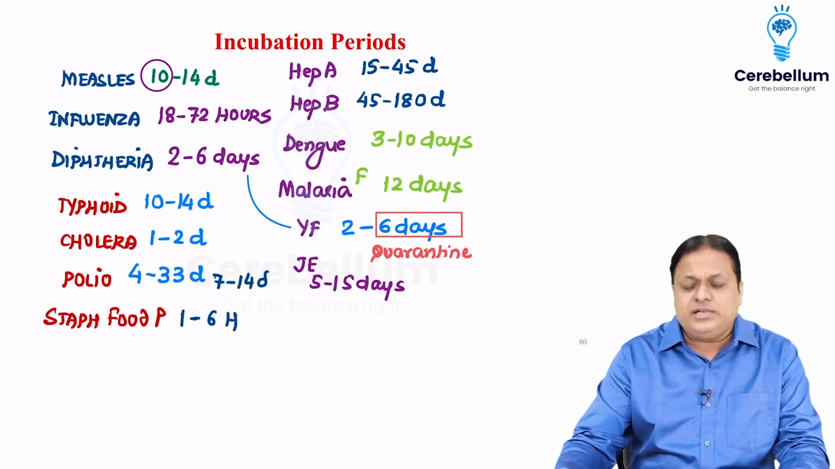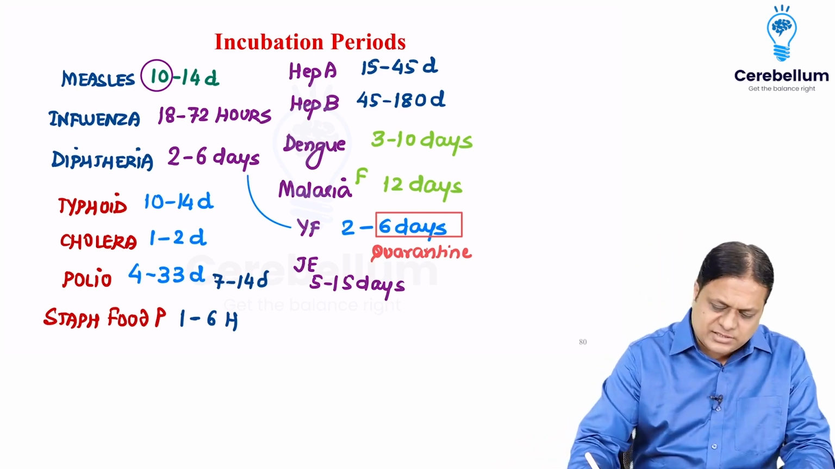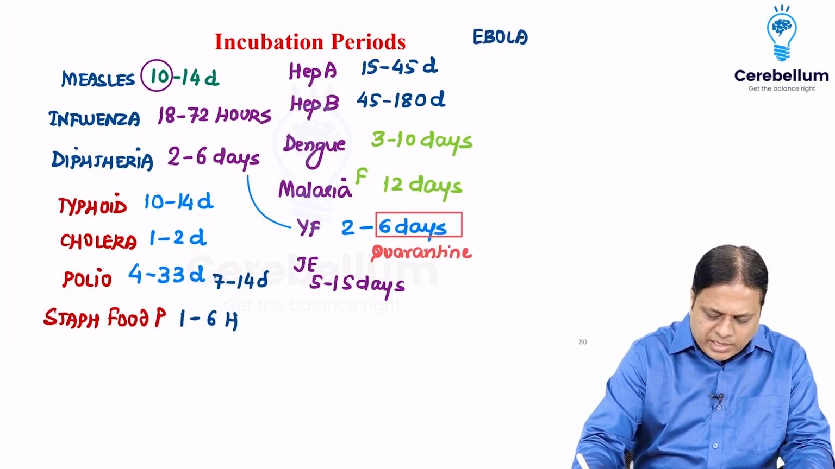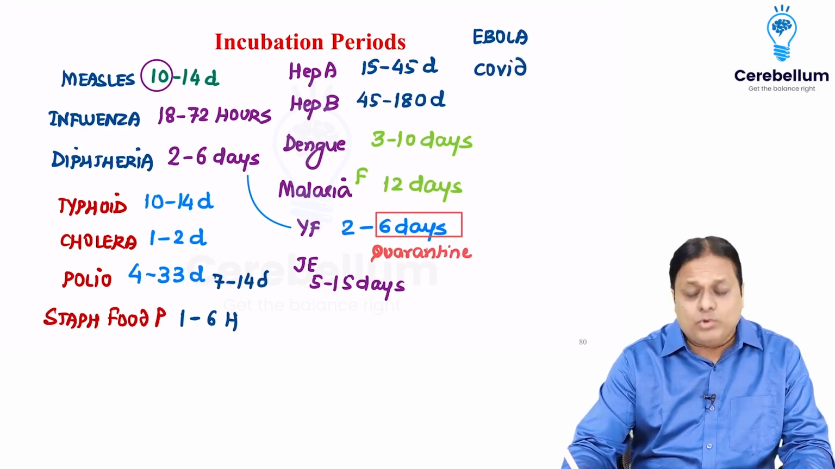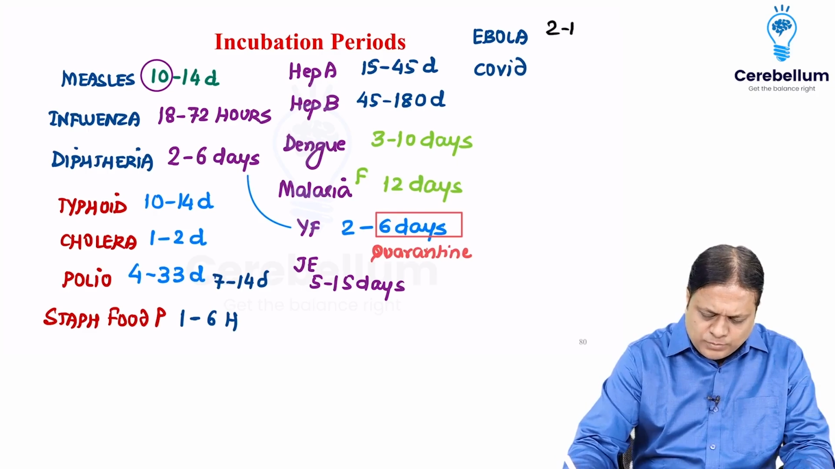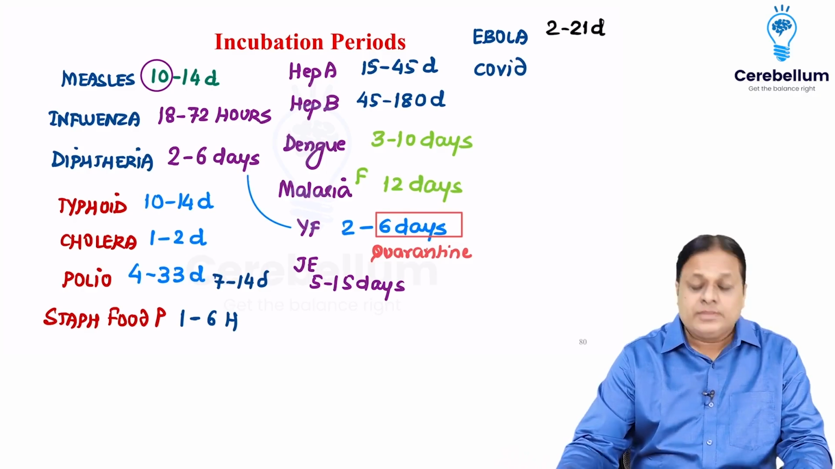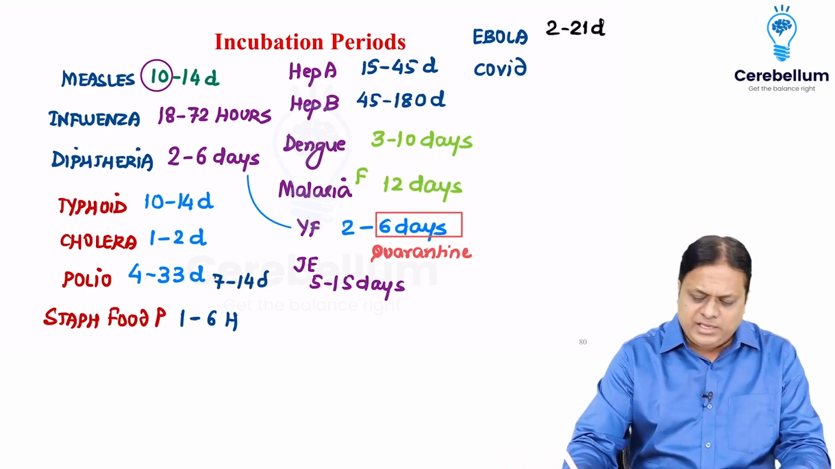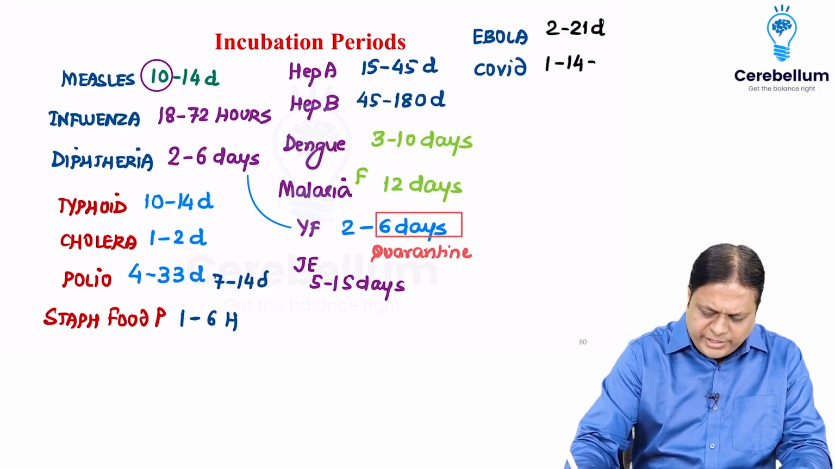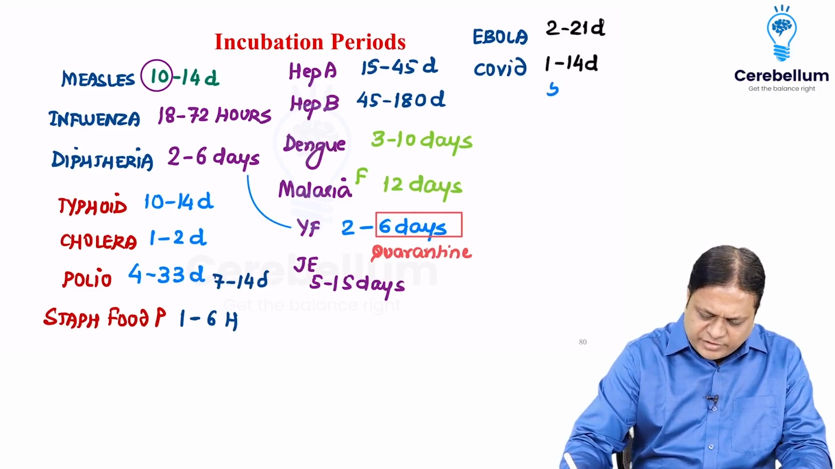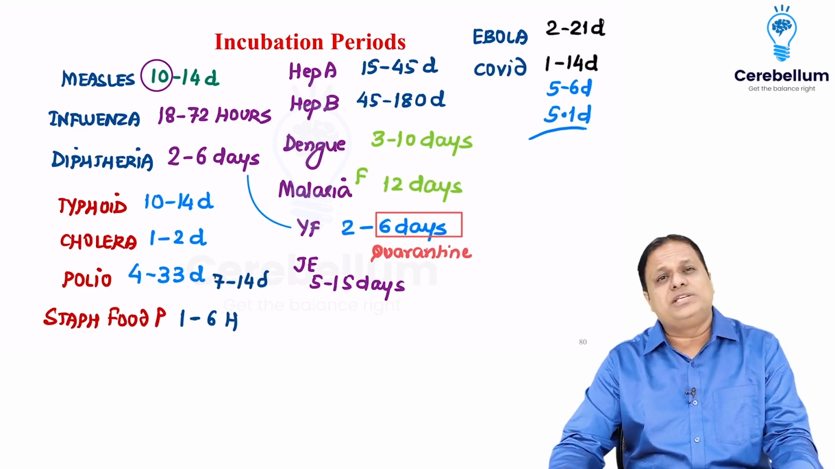Now looking at the two recent diseases, one Ebola and the latest, most pandemic COVID-19. Ebola incubation period is 2 to 21 days. COVID-19 is 1 to 14 days, on an average 5 to 6 days, with a 5.1 day median incubation period.